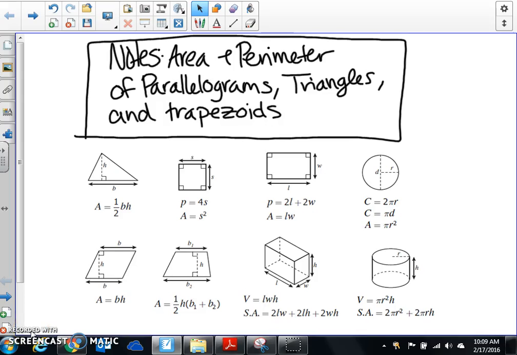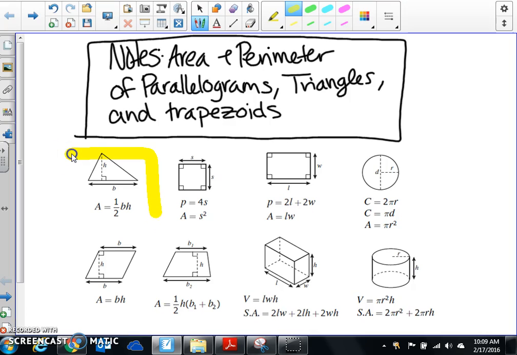All right, so today we're going to be talking about parallelograms, triangles, and trapezoids. So I'm going to give you a formula sheet that you need to print out. I'm not going to print you out one. I'm going to have a class set, and that's it. So you need to go and you need to print this out.